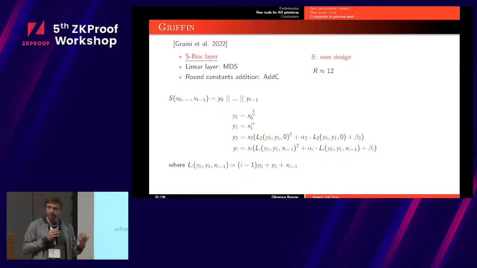And Griffin, which is quite recent, is also an SPN structure. But the S-box is quite a new design: it consists of one high exponentiation on the first element of the state, and after that it's only low degree exponentiation.